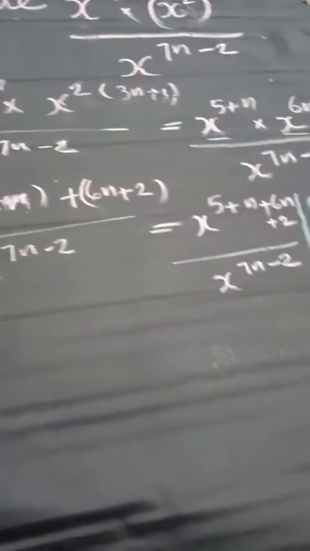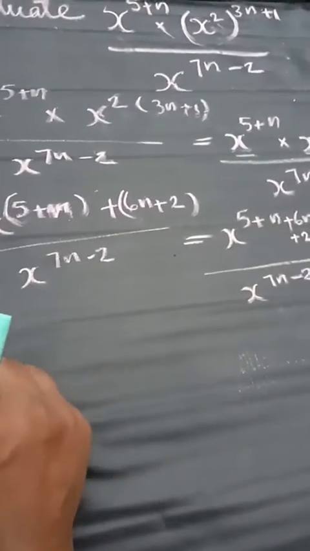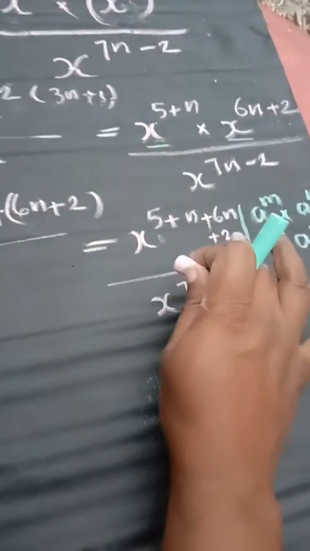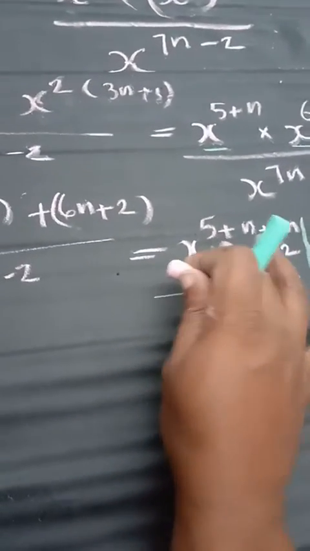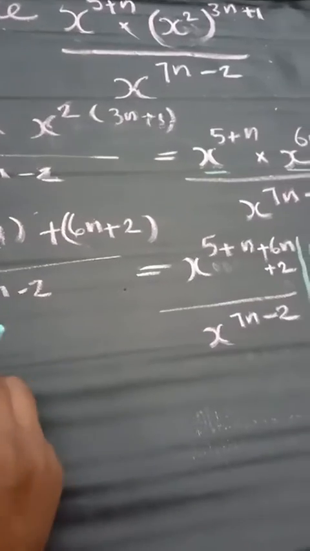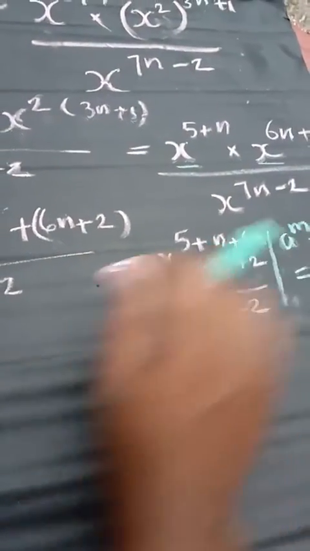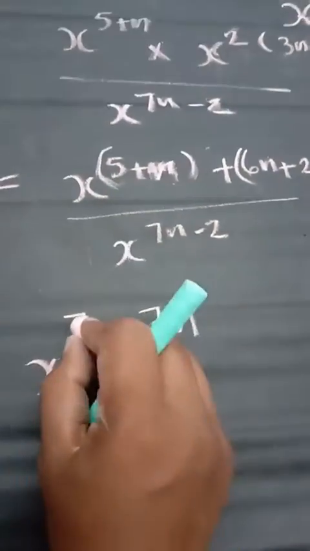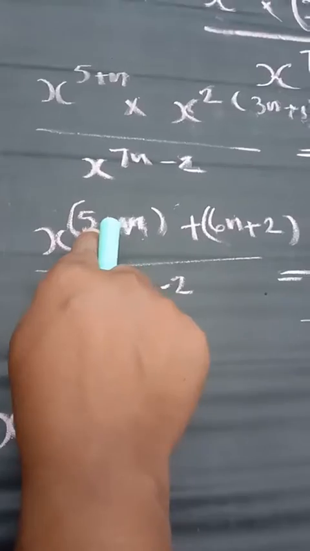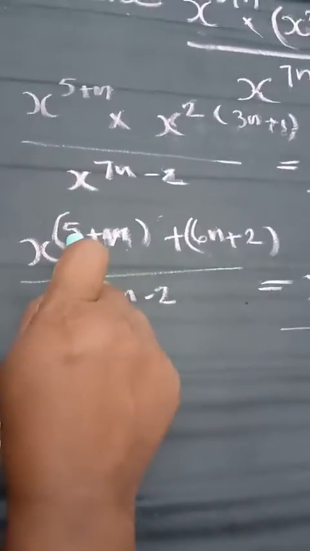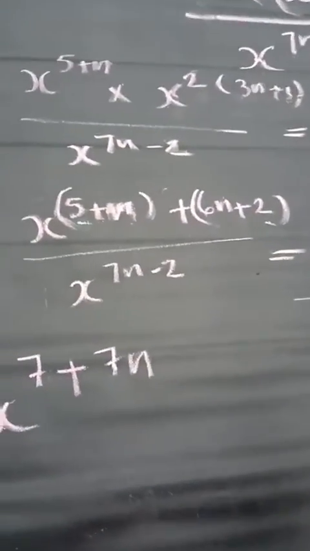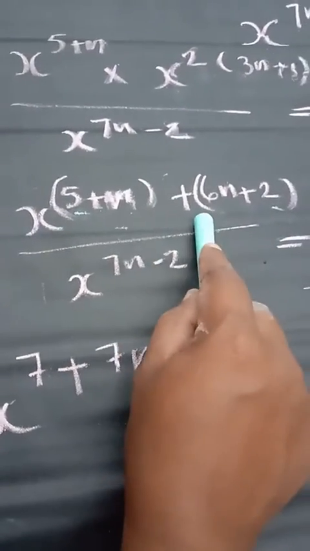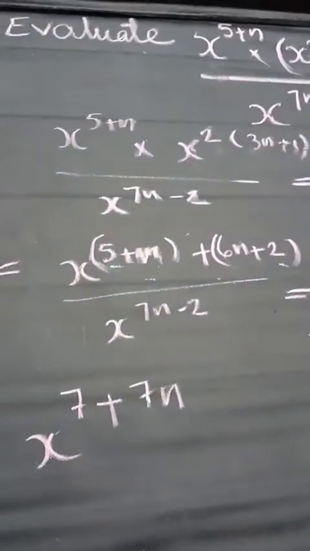Which is equal to x raised to 5 plus n plus 6n plus 2. 5 is a constant, 2 is a constant; 5 plus 2 is 7. Plus 6n plus n, 7n. 6n plus n is 7n. So x raised to 7n plus 7.